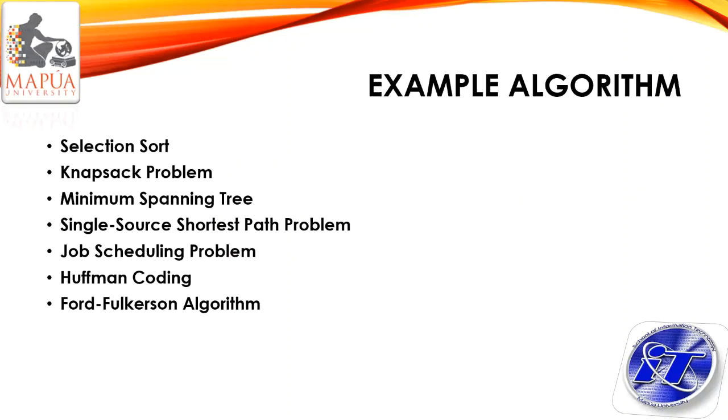So these are some examples of greedy algorithms. You already discussed selection sort in data structures. So we have the knapsack problem, minimum spanning tree, traversing, single source shortest path problem, job scheduling problem, Huffman coding, Ford-Fulkerson algorithm, and others. These are just some of the examples.